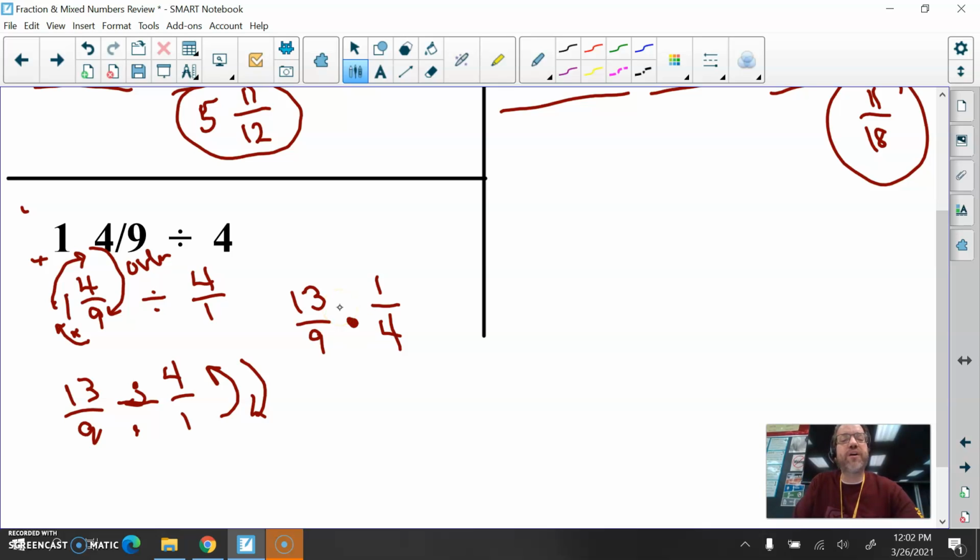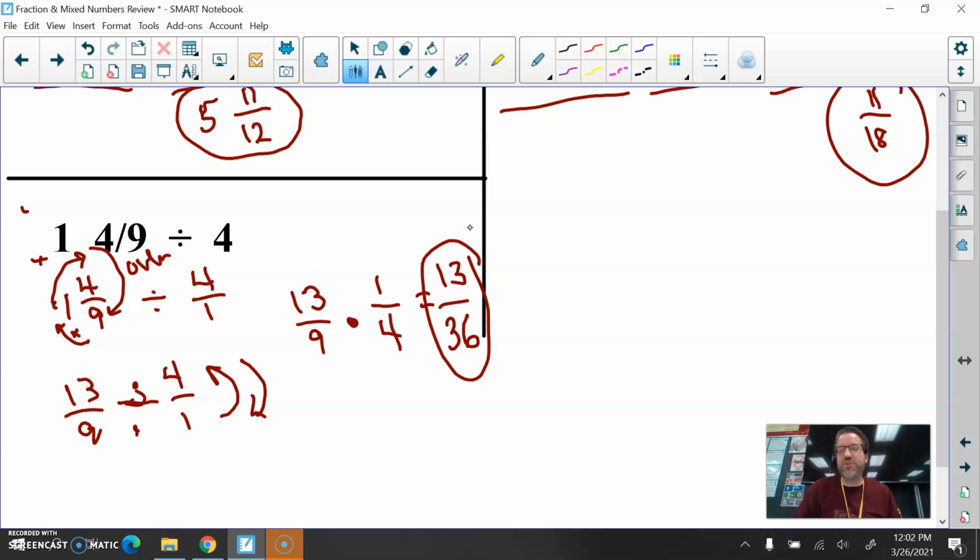Can I do any simplifying? Do 4 and 13 have any common factors other than 1? Nope. How about 9 and 13? No. So I'll just multiply. 13 times 1 is 13 over 9 times 4, which is 36. Hey, we're done. 13 over 36 is my answer on that one.